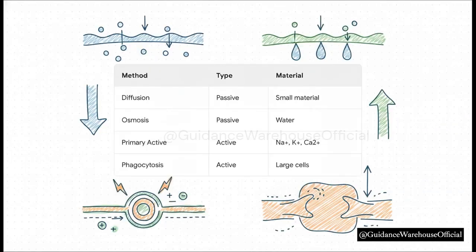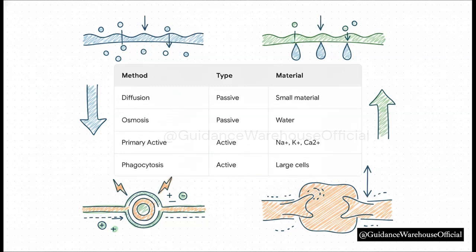All right, before we finish up, let's quickly summarize the key takeaways from this explainer. Remember, diffusion and osmosis are completely passive, moving small molecules in water effortlessly down their gradients. Primary active transport requires burning ATP to force ions like sodium and potassium upstream against their gradients. And phagocytosis is an active form of bulk transport, moving huge macromolecules or whole cells by literally wrapping the cell membrane right around them.